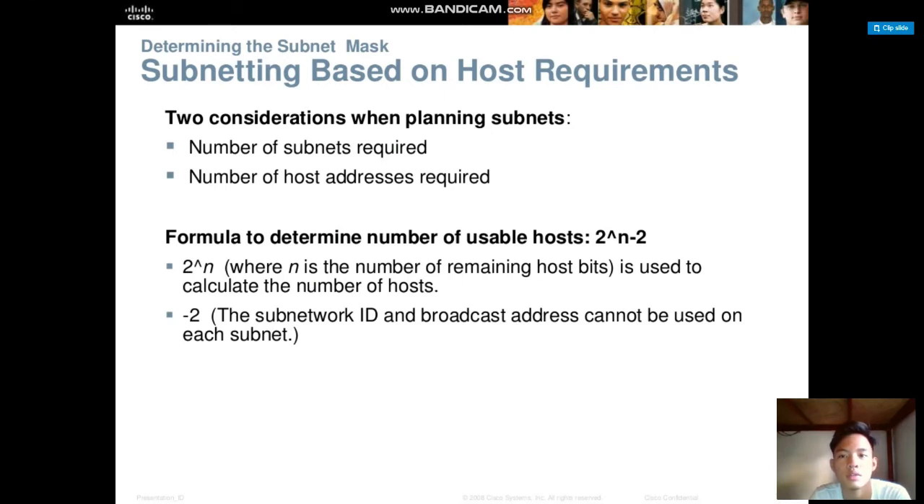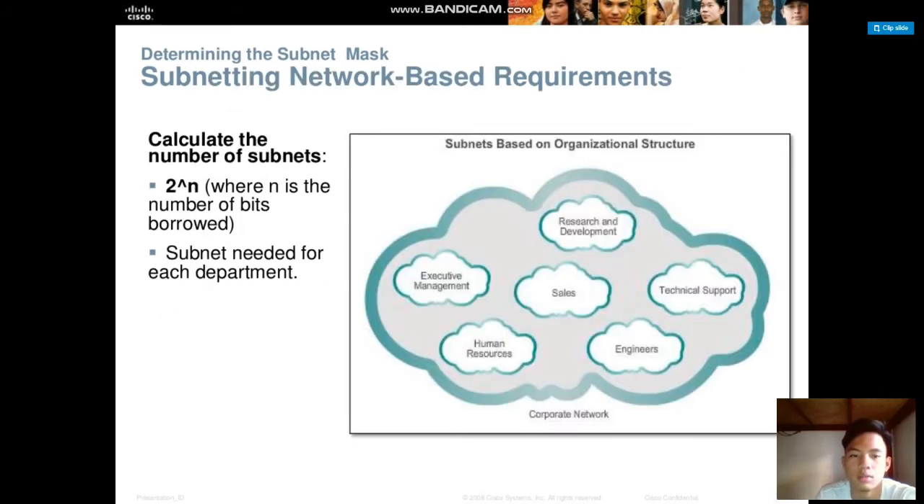Subnetting based on host requirements. Two considerations when planning subnets: the number of subnets required and the number of host addresses required. The formula to determine the number of usable hosts is 2 raised to n minus 2. 2 raised to n, where n is the number of remaining host bits, is used to calculate the number of hosts, and the minus 2 is because the subnetwork ID and broadcast address cannot be used on each subnet.